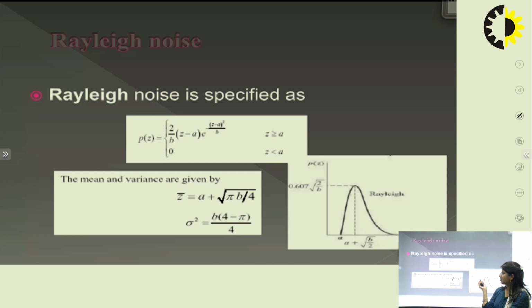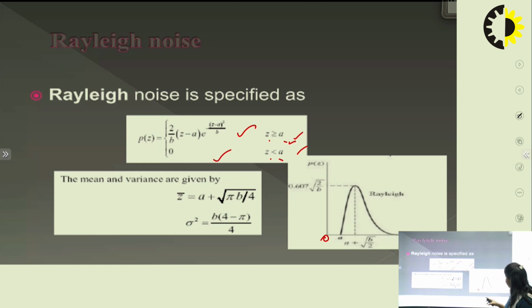Rayleigh noise: this is the formula for how we can calculate it. P of z equals 2 upon b (z minus a) e raised to power minus (z minus a) square upon b, where z is the original value of the pixel, like in the spatial domain we have values 0 to 255, and there are two variables a and b, which are constants. If the value of z is greater than a, then this formula is applicable, and if the value of z is less than a, then the probability of noise is 0.